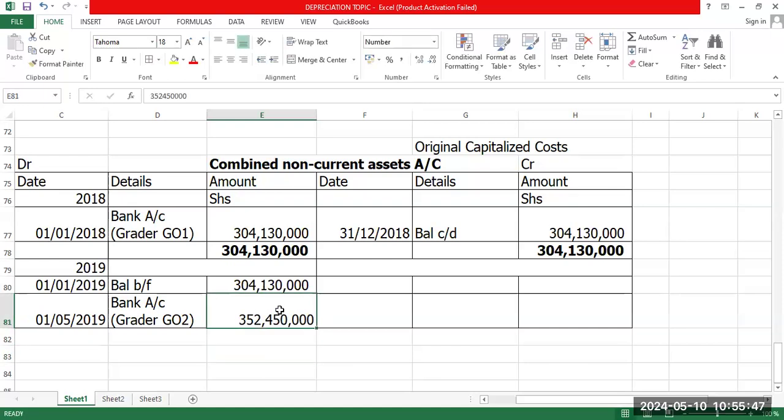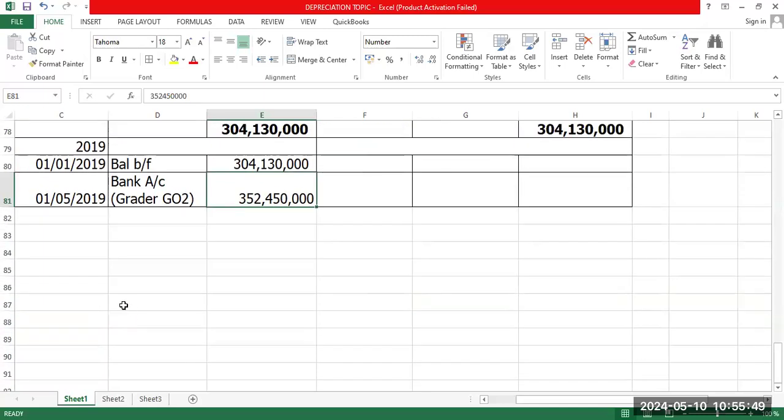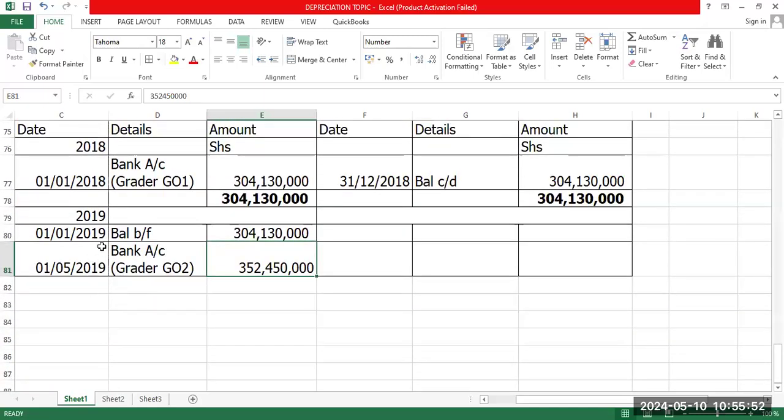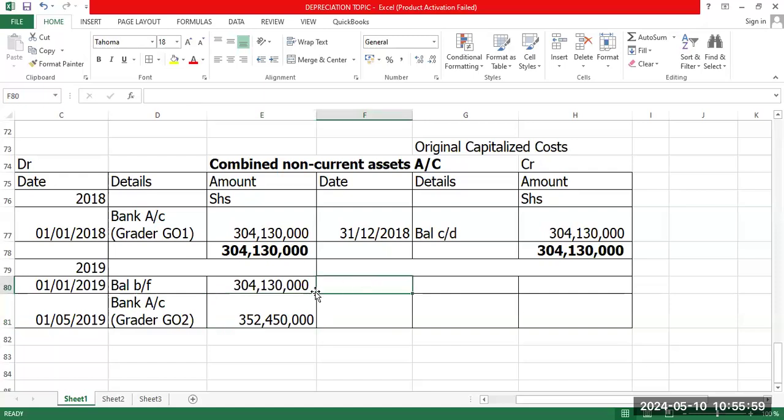Perfect. Did we purchase any other asset in this year? No, but we disposed. If we disposed, it means that initially you had your assets here on the debit side, and you want to remove the asset you are selling from your records. If you want to remove the asset you have on the debit side, we credit.